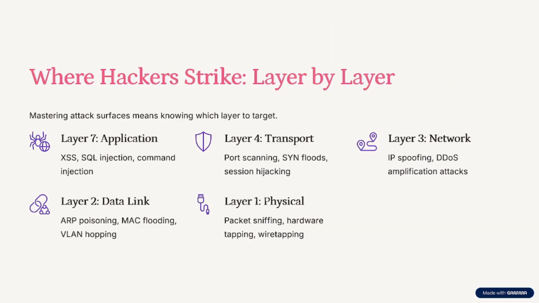Now let us understand where hackers strike, layer by layer, or attack surface mapping. Security professionals must map exploits to layers. Layer 7 is application attacks. Layer 4 is transport attacks such as SYN flood. Layer 3 is IP spoofing and routing abuse. Layer 2 is ARP (Address Resolution Protocol) poisoning and switching manipulation. Layer 1 is physical interception. Effective attackers think in these layers. Effective defenders monitor in layers.